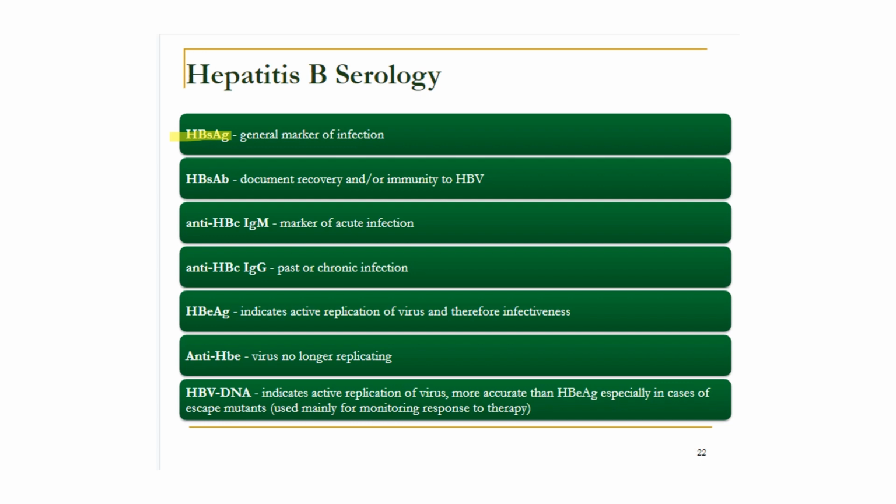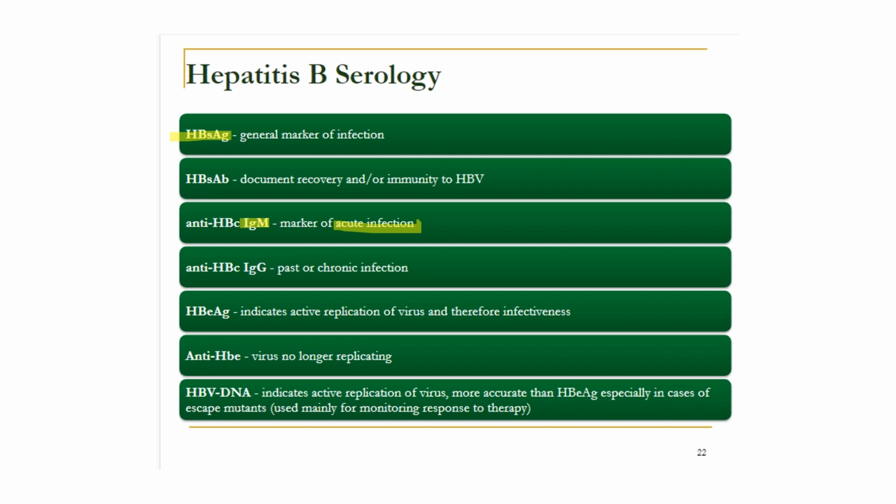If we have HBs antibodies, what could that tell us? Again, either that you have recovered, you've had a past infection, or you've been immunized. Like we said, we administer these HBs engineered vaccines, and then they produce antibodies for us. Anti-HBc IgM, again, IgM as we know, indicates acute infection. So if you have IgM anti-HBc with your HBs antigen, what does that mean? You have a current acute infection.